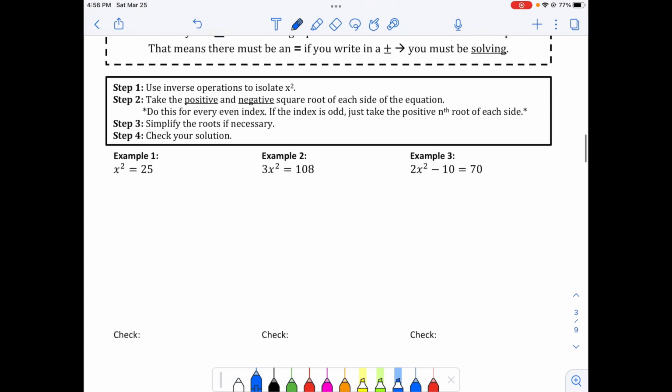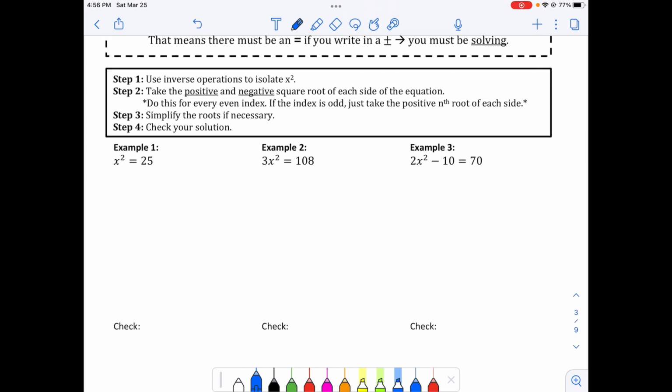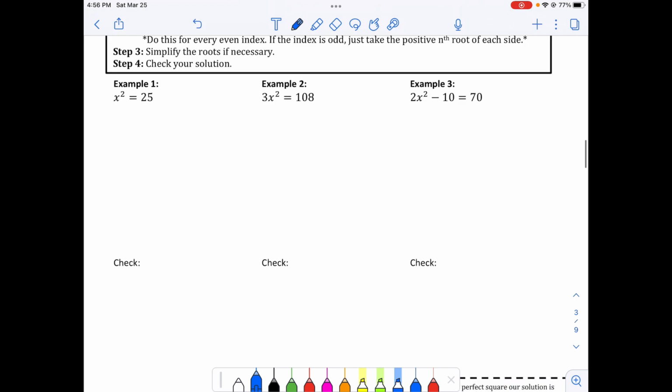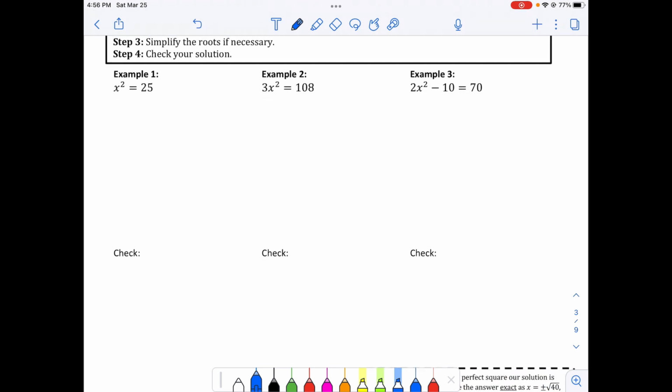So we're just going to skip all the way down to the examples themselves. The first one says x squared equals 25. Again, I know that there are two answers that make this true. So I'm going to take the positive and negative square root of both sides, and I get x equals positive and negative square root of 25. So x is either the positive square root of 25 or the negative square root of 25.